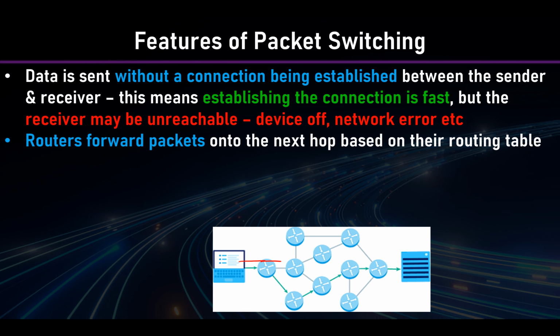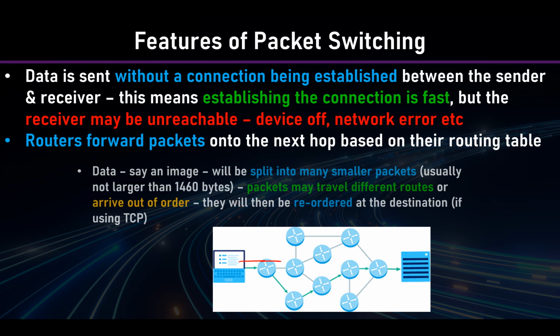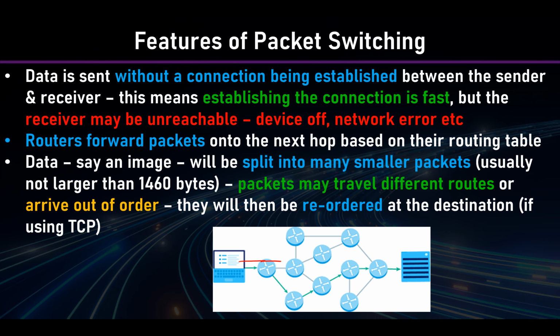Right, routers are going to forward packets onto the next hop, again, based on their routing table. Data, let's say an image, will be split into many smaller packets, let's say not larger than 1460 bytes. Packets may travel different routes or arrive out of order, so they'll have to be reordered at the destination. Now actually this reordering is going to happen if we're using TCP, the Transmission Control Protocol. TCP is reliable because, one, it's going to reorder the packets if they're in the wrong order. Also, if any packets don't arrive, then it's going to request that they're resent.